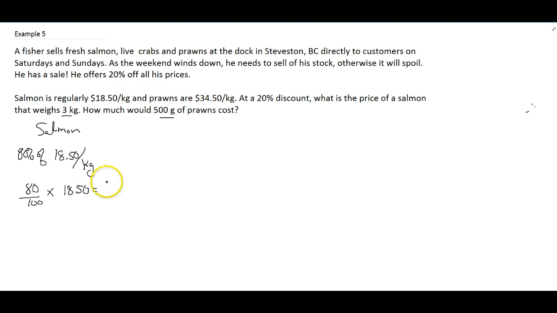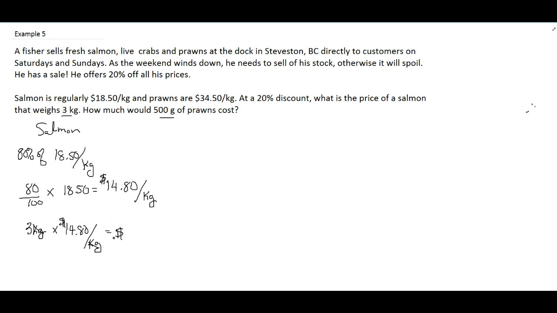And that gives us $14.80. So the sale price of the salmon is $14.80 per kilogram. Now we're saying, what price would a 3 kilogram salmon cost? Well, if we have 3 kilograms of salmon, we multiply that by the price, $14.80. That's price per kilogram. Notice the kilograms cancel, and we're left with just the unit of dollars.